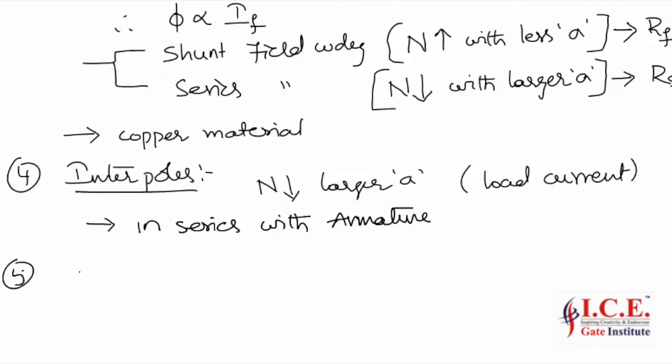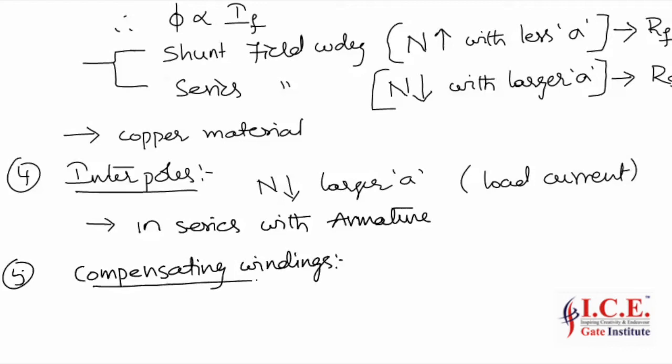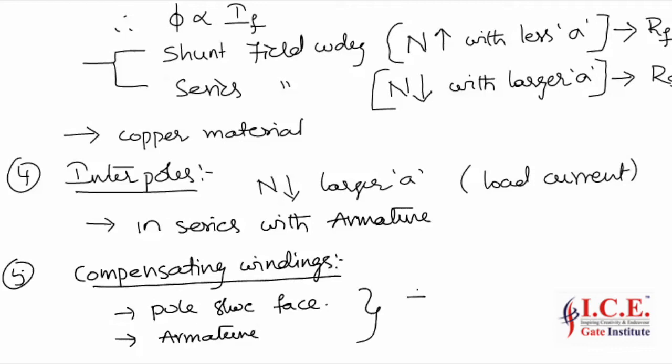And the next part in the stator is the compensating windings. It is placed on the pole shoe face and it is connected in series to the armature. The purpose of this compensating winding is to neutralize the armature reaction.